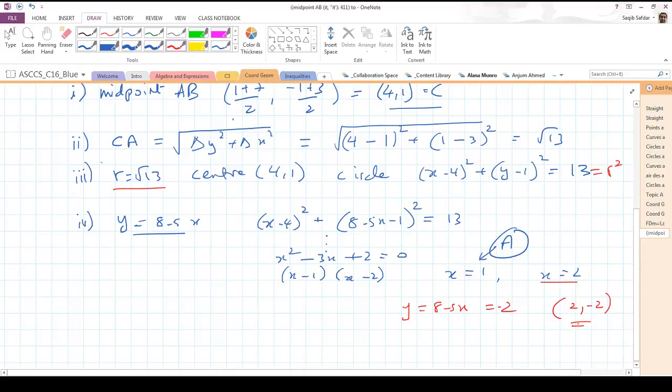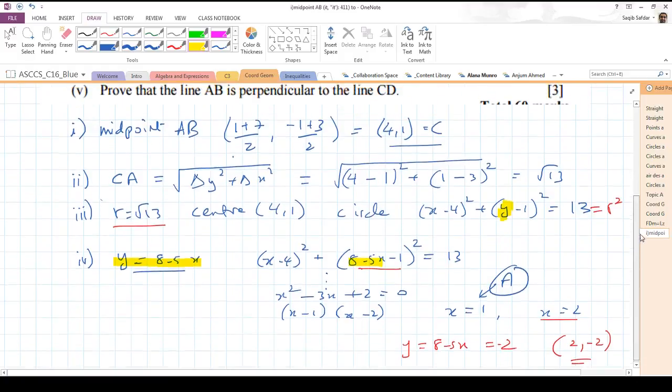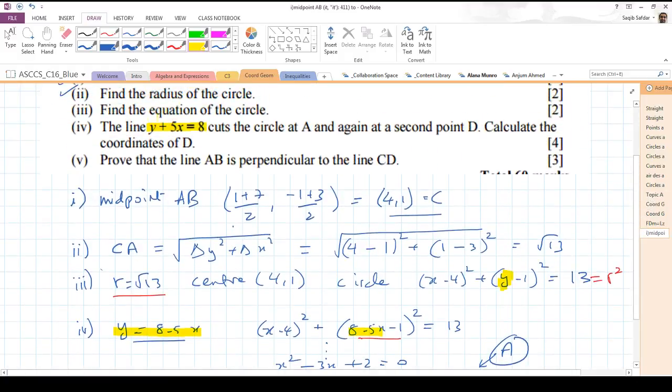Yes? Which one? This part here? Alright, so what we've done is taken y equals 8 minus 5x and substituted it. Instead of writing y, I've just written 8 minus 5x. So in the equation of the circle, we've just substituted that in. The 8 minus 5x comes from the equation they've given us, the actual straight line.